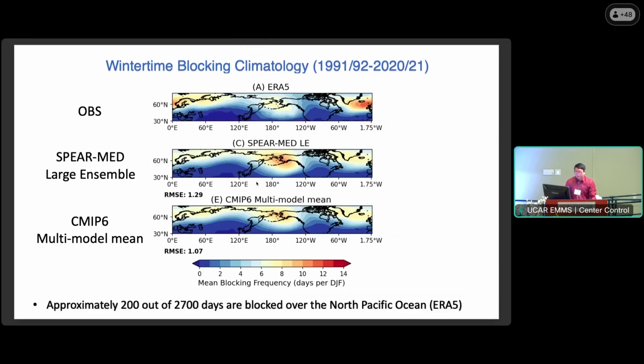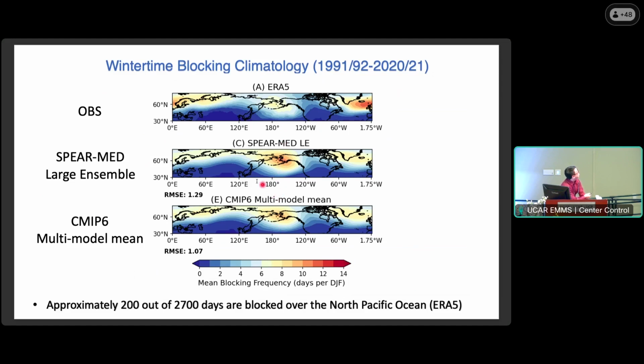Okay, jumping into the results, we first investigate the wintertime blocking climatology. The top panel shows ERA5, the middle panel shows the SPEAR large ensemble, and the bottom panel shows the CMIP6 multimodel mean. Consistent with previous studies, approximately 200 out of 2,700 days in the analyzed period are blocked over the North Pacific Ocean. And we can also see that the SPEAR large ensemble has a very similar climatology compared to that of the CMIP6 multimodel mean.